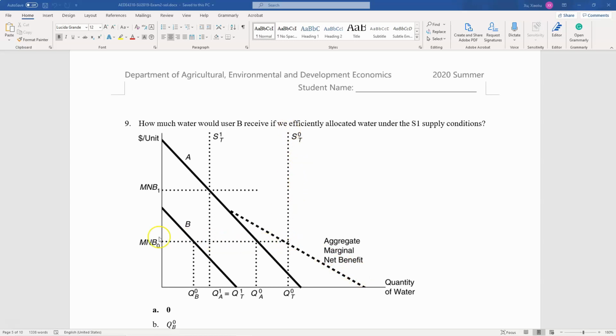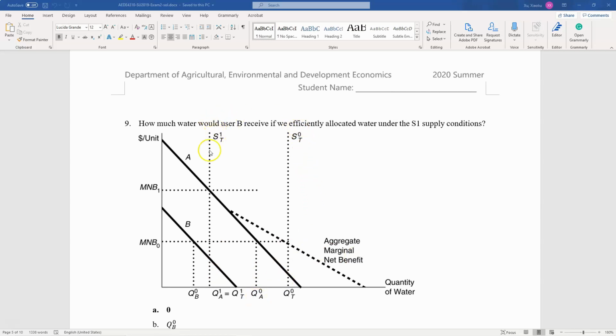And then we drop this line to find everyone's willingness to pay, and A's and B's willingness to pay are equalized, and then we can find everyone's quantity for the water. So for B, the quantity should be equal to QB0. For A, when the willingness to pay is equal to M and B0, the quantity should be equal to QA0. So that is the condition under the water supply S0.